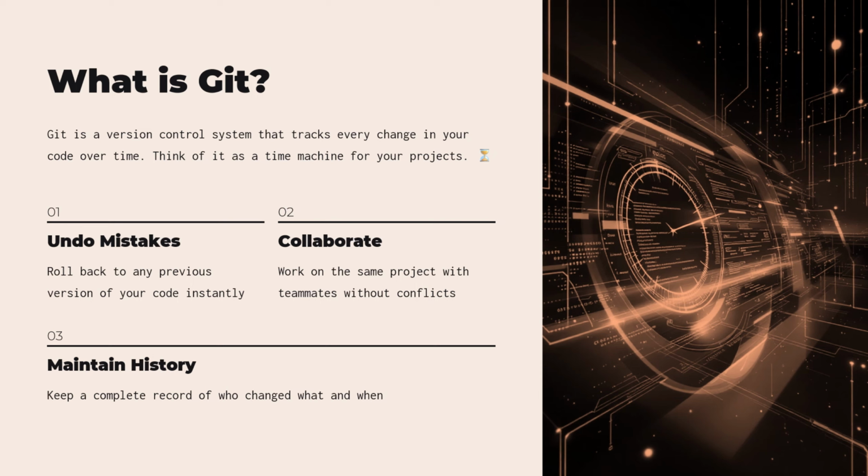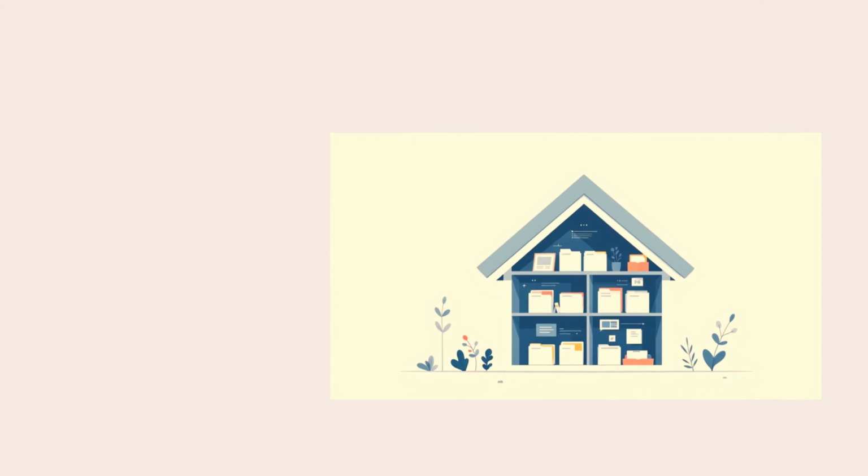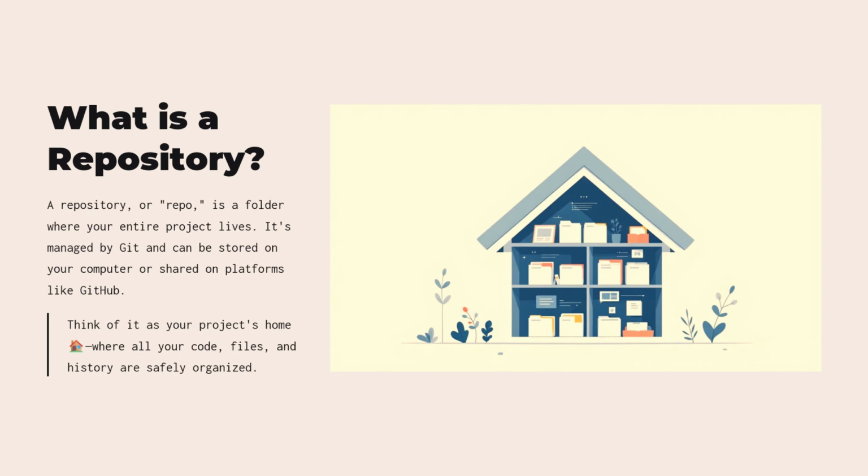Next is repository. Now, what's a repository? Very simple. It is your project's home. It's just a folder tracked by Git. It is stored on your computer or on GitHub. Think of it as your project's organized storage space.